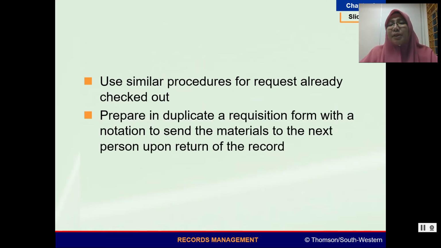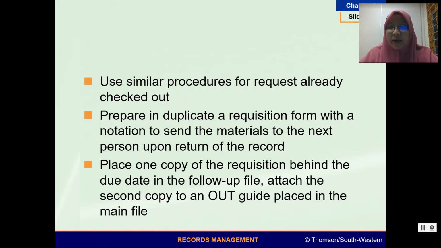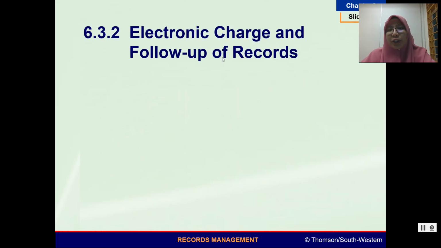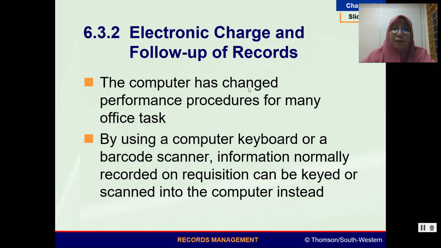so you use a similar procedure for a request for a record already checked out. Yes, the same procedures as the first one, and then prepare a duplicate requisition form with a notation to send the materials to the next person upon return of the record. And then place one copy of the requisition behind the due date in the follow-up file. Attach a second copy to the outguide placed in the main file. Okay, so we are going to continue with electronic charge and follow-up of records after this. Okay.